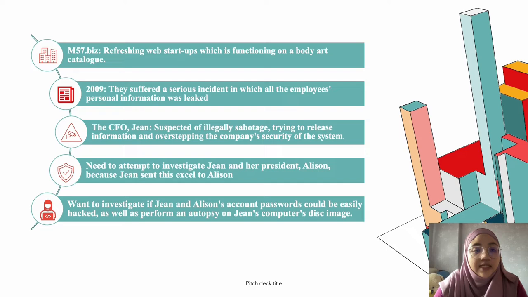So first, this company M57 is a fresh web startup, which functions on a body art catalog. In 2009, they suffered a serious incident, in which all the employees' personal information was leaked. Jean, who is the CFO of the company, was suspected of illegally sabotaging, trying to release the information, and overstepping the company's system security.